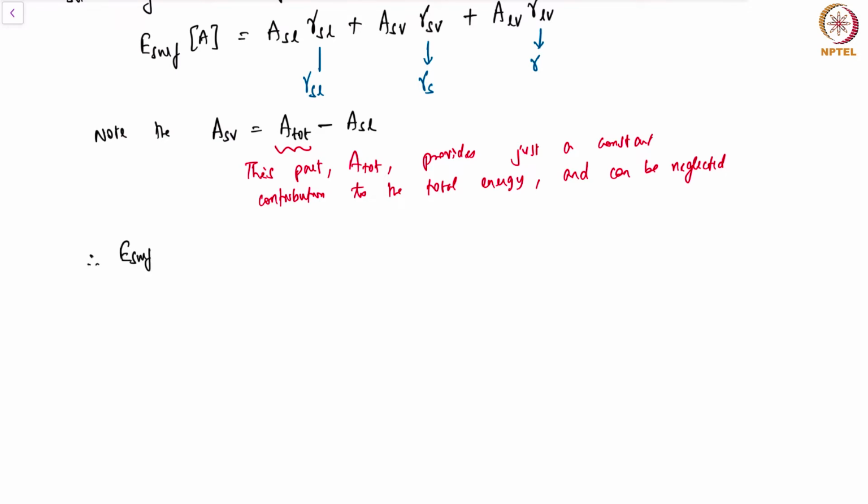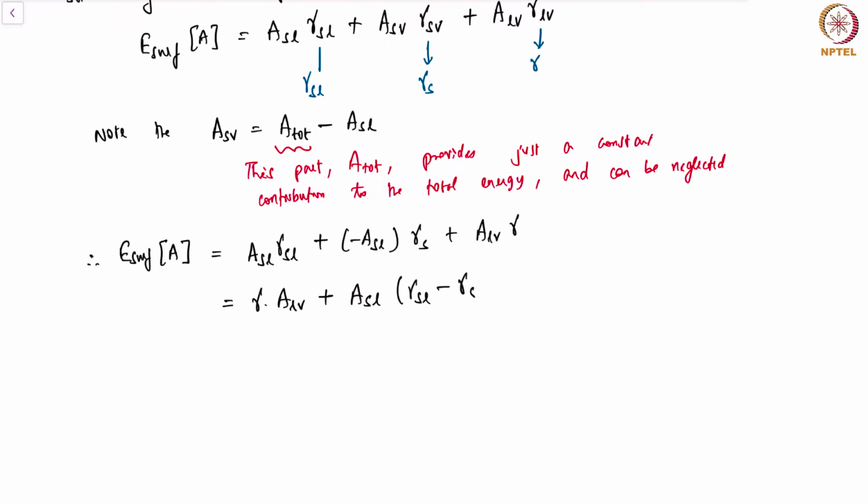So we can basically ignore this contribution completely, and therefore we now have the surface energy functional. It's a functional of the area A, and this is nothing but A solid liquid times gamma solid liquid, plus A solid vapor, and the solid vapor contribution is minus ASL times gamma S, plus A liquid vapor times gamma. That's what we have for the various surface energies, right? And we can do some simplification here. This is nothing but gamma times A liquid vapor, that's the first part, plus A solid liquid times gamma SL minus gamma S. That's the expression of the surface energy that we have in the problem, right?